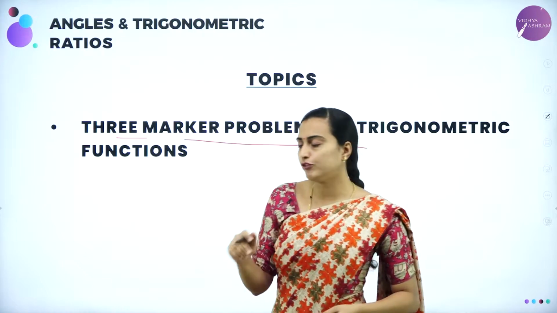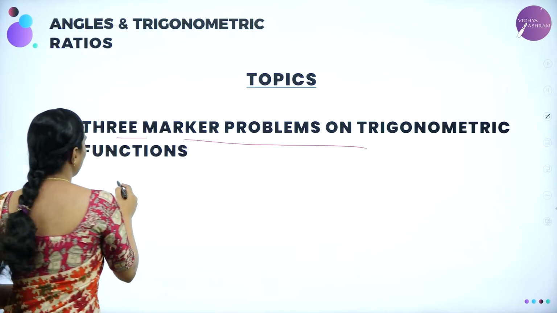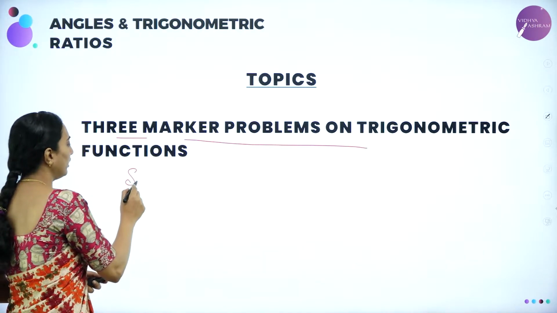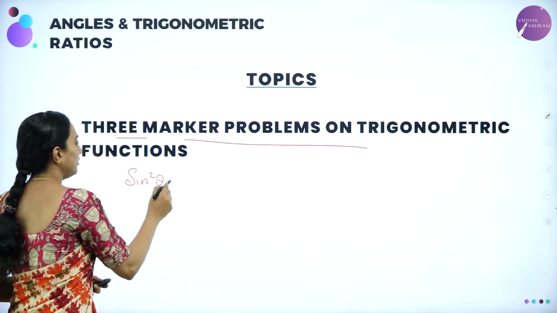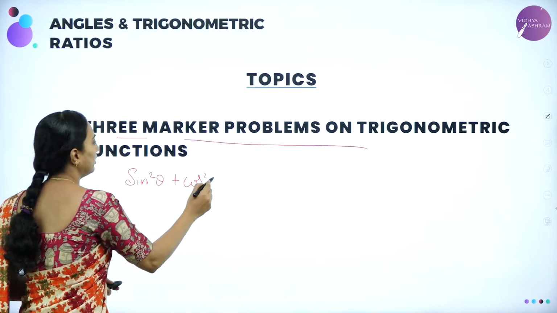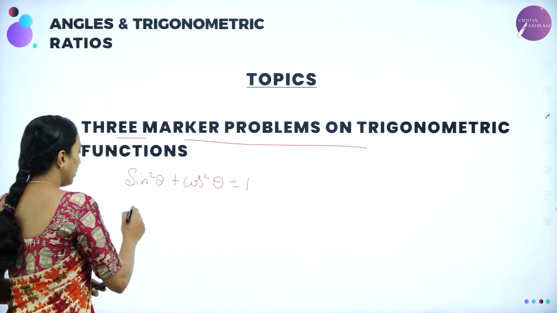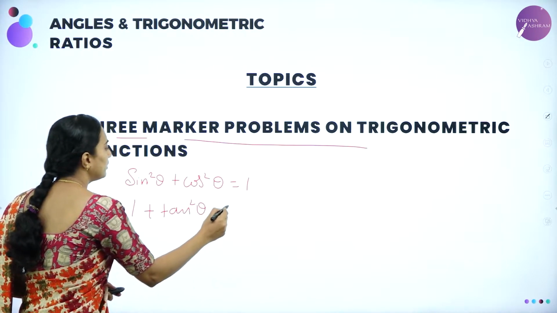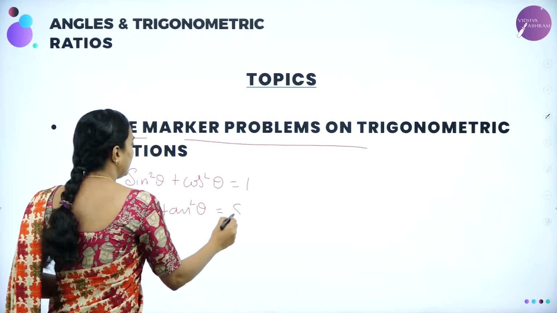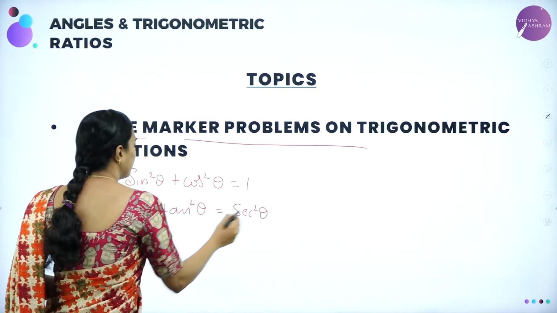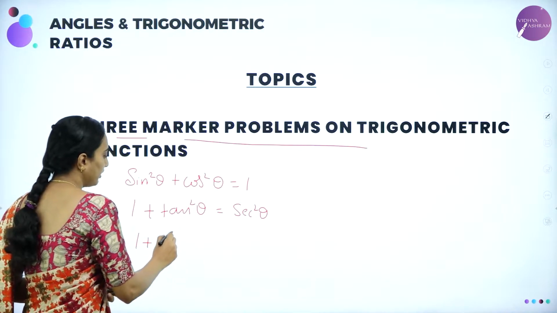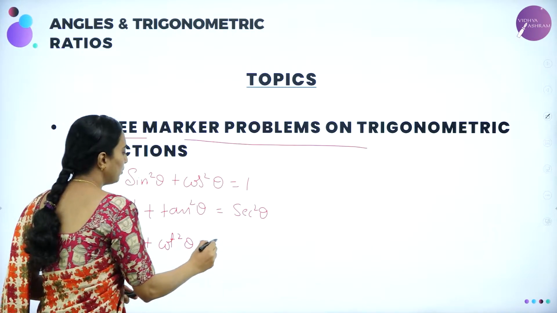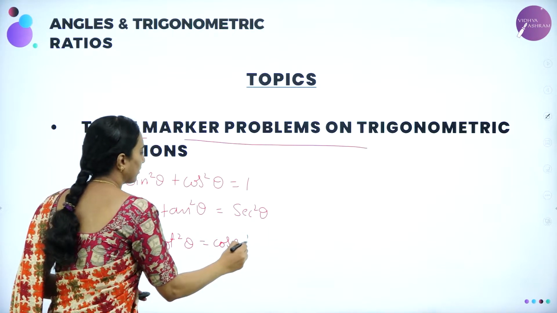So you have to remember the formulas of the identities: sin squared theta plus cos squared theta is equal to 1; 1 plus tan squared theta is equal to secant squared theta. Similarly, 1 plus cot squared theta is equal to cosecant squared theta.